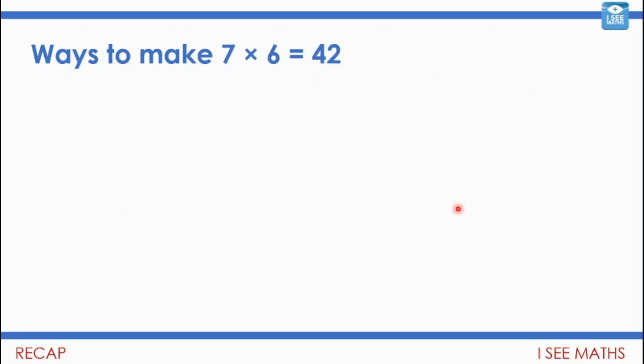So ways to make 7 times 6 equals 42. Have a think. Can you think of any combinations of multiplication facts you could use to make 7 times 6 equals 42? Pause the video and have a go at some.